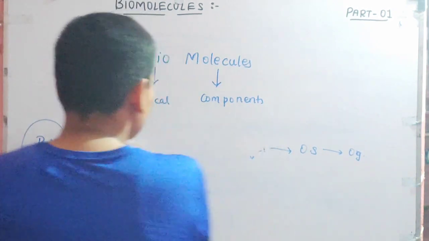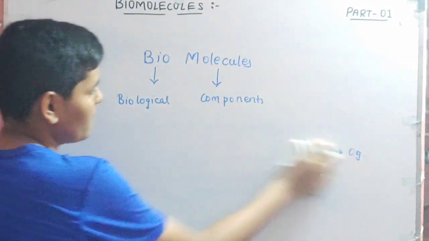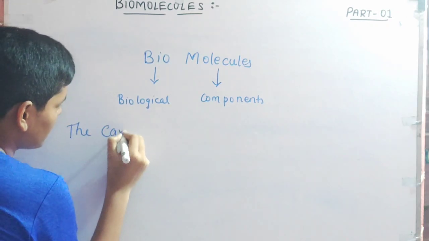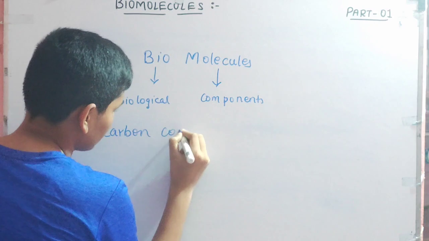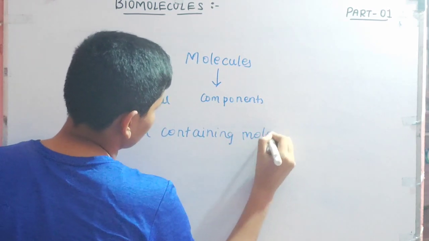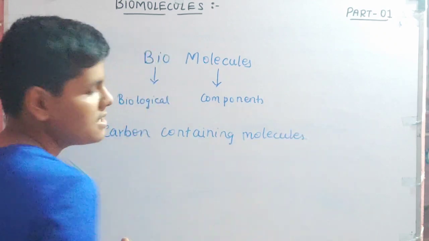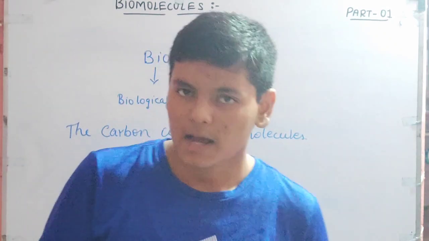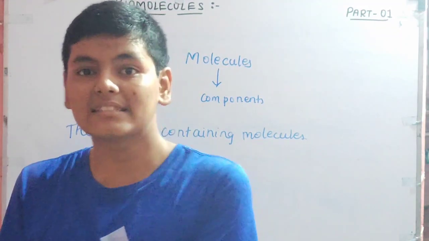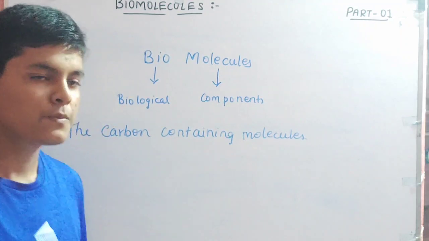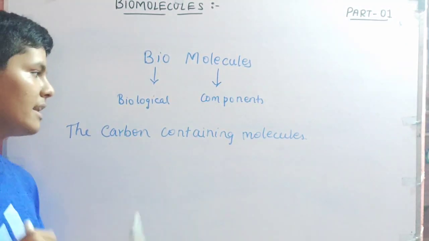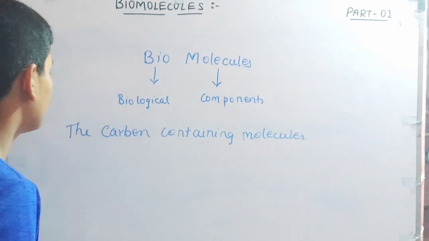Now, what is the definition or what are biomolecules? The carbon containing molecules are known as biomolecules. The carbon containing molecules which are present in a biological system, for example the earth crust and the human body, so these are known as biomolecules. The carbon containing molecules are carbon containing components.